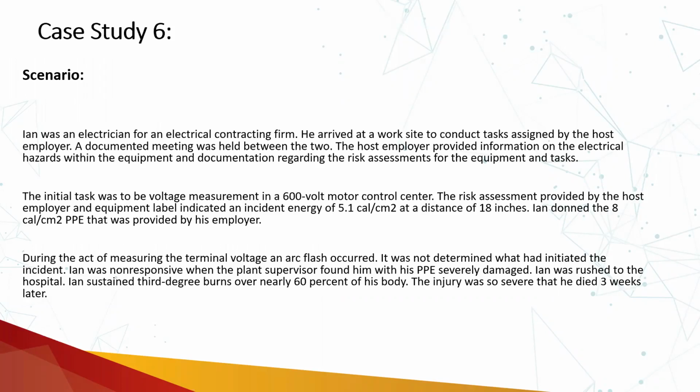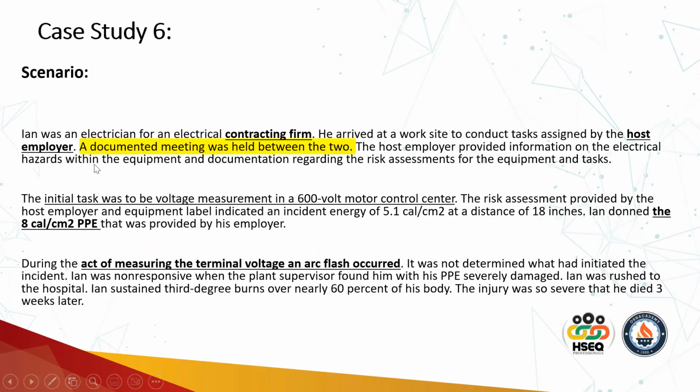So starting with one case study, Anne was an electrician for an electrical contracting firm. He arrived at a work site to conduct tasks assigned by the host employer. A documented meeting was held between the two. So one of the requirements, a documented meeting between the host employer and contract employer, was carried out. The host employer provided information on the electrical hazard within the equipment and documentation regarding the risk assessment for the equipment and the task. The initial task was to be voltage measurement in a 600 volt motor control center. So the initial task was only voltage measurement.